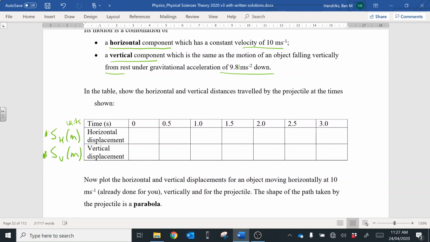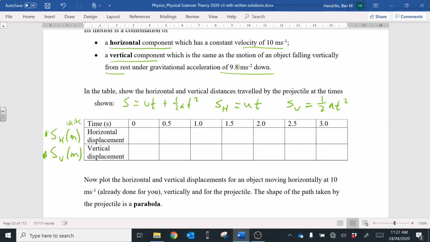To calculate these distances we use s equals ut plus a half at squared. S_H would just be equal to u times t, because acceleration is equal to 0, and S_V is going to be equal to a half at squared, because the initial velocity is 0. So just imagine dropping a ball, initial velocity is 0, so that ut will cancel out.